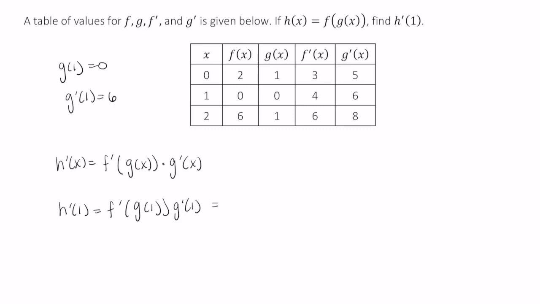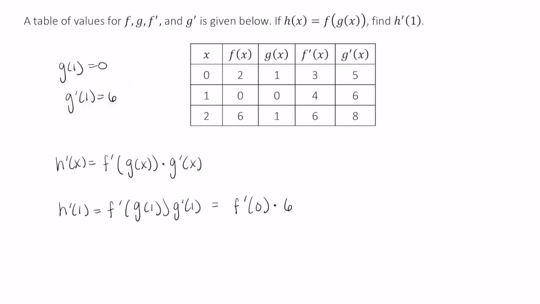Now I can replace some things. That is, I'm going to write f prime, and instead of writing g of 1 again, I'm going to replace that with the value of g of 1, which is 0, and multiply that. And again, instead of just writing the g prime of 1, I'm going to replace that with this 6.